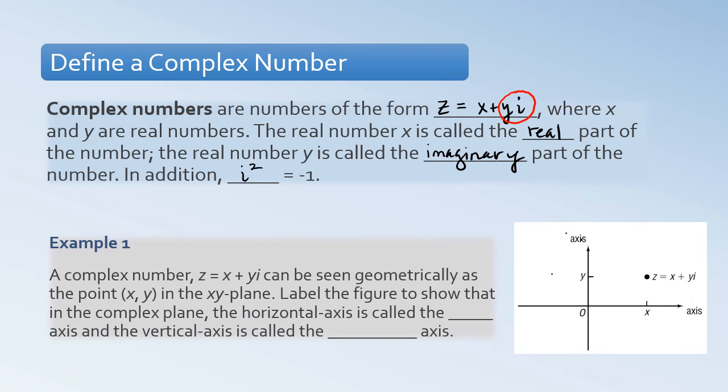So let's make sure we know what type of axes we're looking at. Example 1: a complex number z equals x plus yi can be seen geometrically as the point (x, y) in the xy plane. Label the figure to show that in the complex plane, the horizontal axis is called the real axis. So this is the horizontal, I'm going to call that the real axis, and the vertical axis is called the imaginary axis.